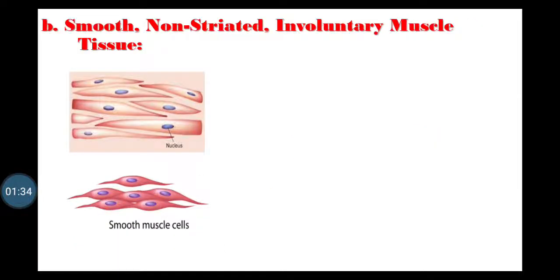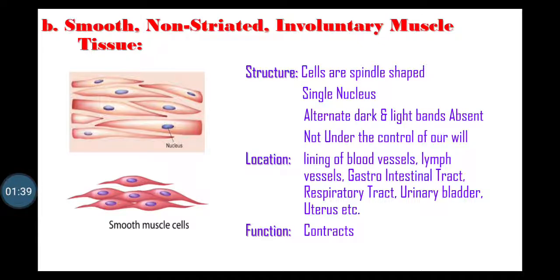Second type, smooth non-striated involuntary muscle tissue. These are spindle shaped, narrow at both ends and broad at the center. Each fiber cell has a single nucleus present at the center. Alternate dark and light bands, that is the striations, are absent, hence named smooth or non-striated. The activity of this fiber is not under the control of our will, hence called involuntary muscle fiber.